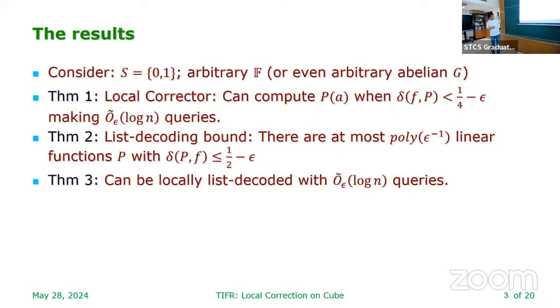A second theorem is a purely combinatorial theorem. We will say that the number of polynomials that can have agreement at most half minus epsilon. Notice that for the set of linear functions, any two linear functions cannot agree on more than half the points. This is the famous Schwartz-Zippel lemma. So we can go almost all the way to half, and half minus any arbitrarily small epsilon. The number of polynomials that will be that close to a function is at most a polynomial in 1 over epsilon. It's a constant in 1 over epsilon, and that's already something that was not known.